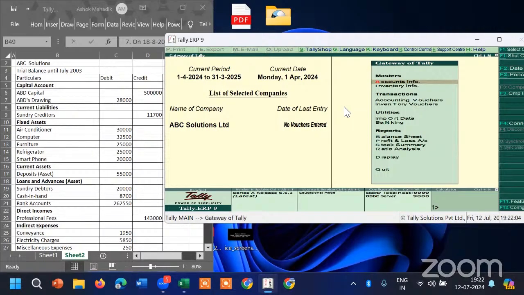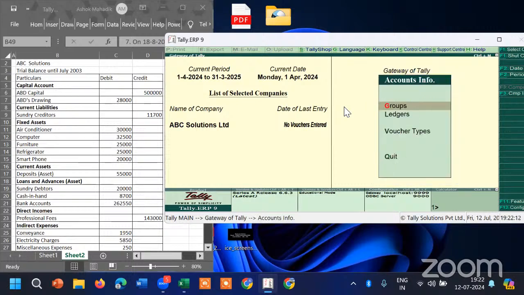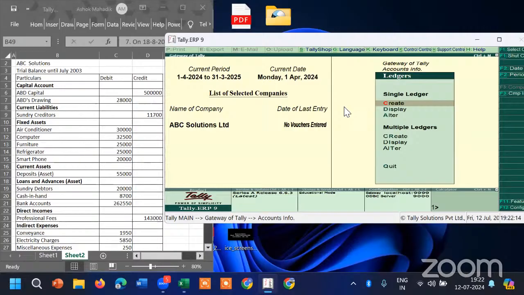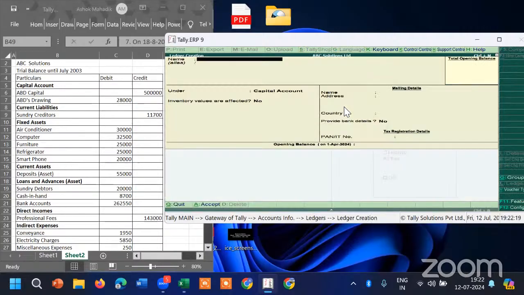We create them by going to Accounts Info on the Gateway of Tally. The very first under Masters is Accounts Info. Enter there, create ledgers, single ledger. One by one we create all the ledger accounts. First one is EBD capital.